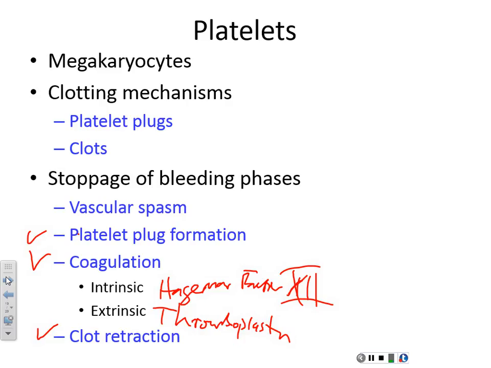What fluid is released when the clot retracts? It's similar to plasma, but it's called serum, because serum doesn't have clotting factors, because they've been used up in the clot. Okay, so know about that.